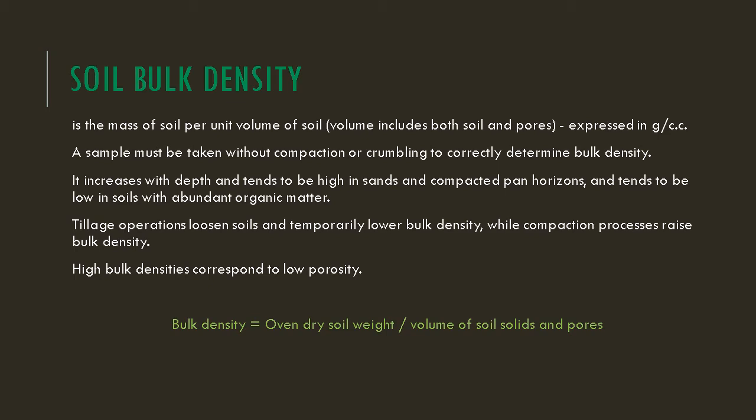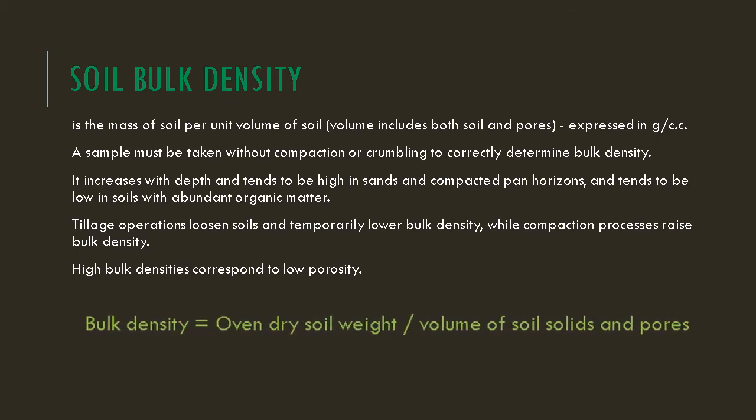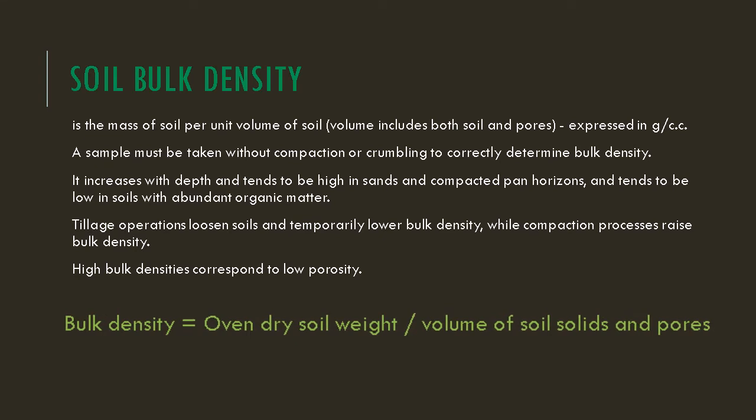So what's the formula? The formula is bulk density is equal to oven dry soil weight divided by volume of soil solids plus volume of pores. And lastly, you can determine bulk density by taking soil core samples of known volume in the field and determining the oven dry weight.